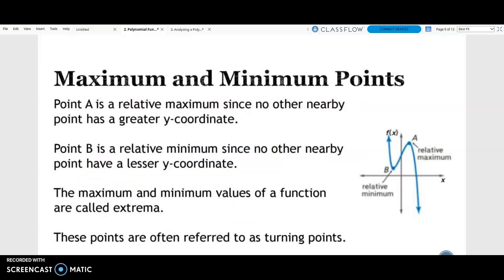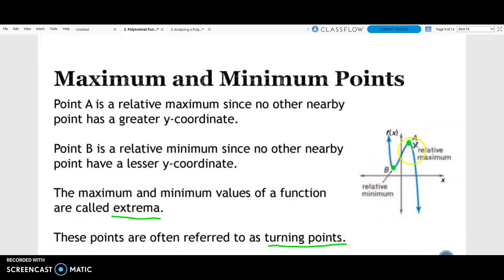Maximum and minimum points. So right here in this graph, you see that there is a top of a hill and the bottom of a hill. Every top and bottom of a hill is called a turning point, and they're also referred to as extrema. So the top of a hill is going to be a relative maximum. The bottom of a hill is going to be a relative minimum.